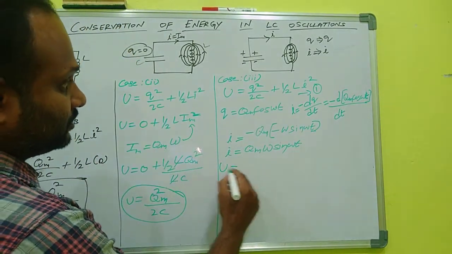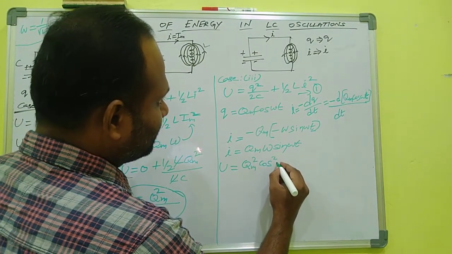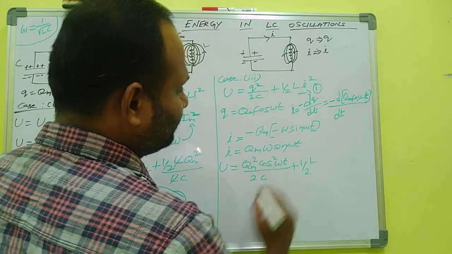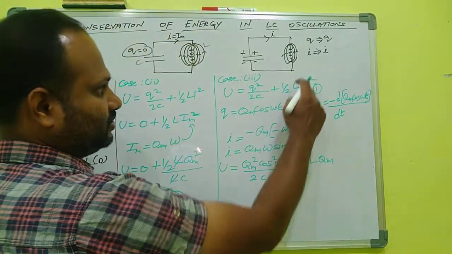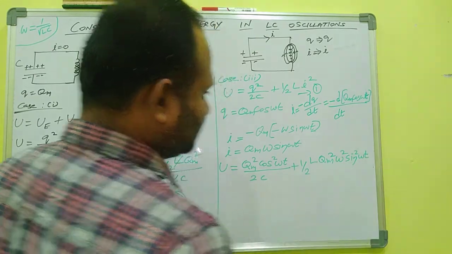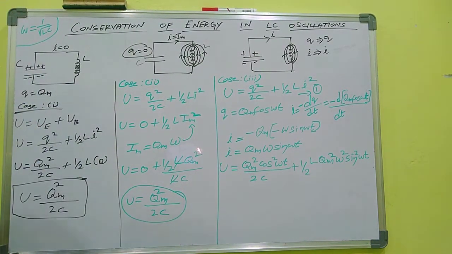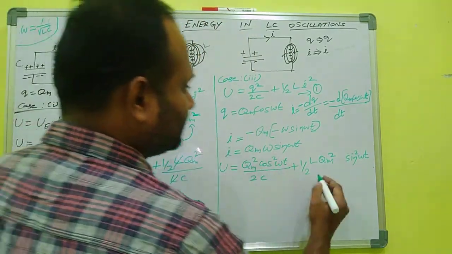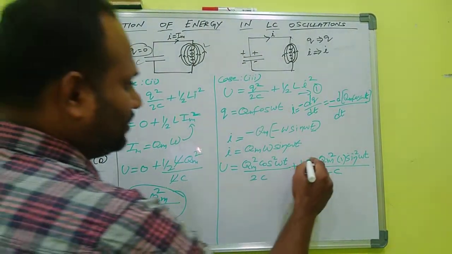Then u is equal to q square. Instead of q square, I can write qm square cos square omega t by 2c, plus half L. Instead of I, write this term. What is the value of I? The value of I is qm omega sin omega t. So here I square, so qm square omega square sin square omega t. But we know omega square is equal to 1 by LC. So instead of omega square, I substitute here 1 by LC. Here L and L are cancelled.